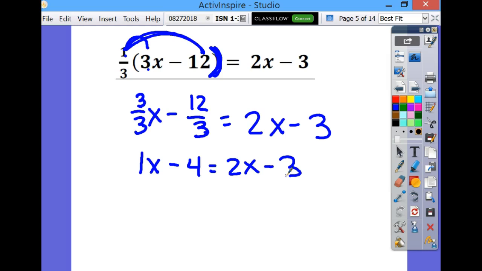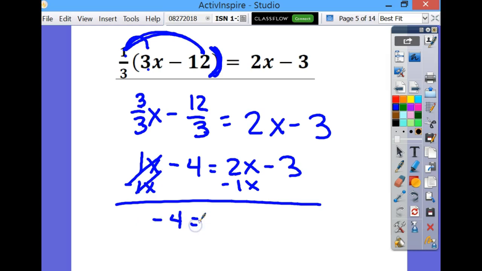It is your choice. Do you want to get the x's on the left or on the right? Somebody say left or right. Which one? Okay, if you want to move the x's over here to the right, I need to subtract 1x from both sides to cancel that out. 2 subtract 1 would be 1x. If I'm going to move the x's to the right, I need to move the whole numbers to the left. So I'm going to add 3 to both sides. And what is that going to be?